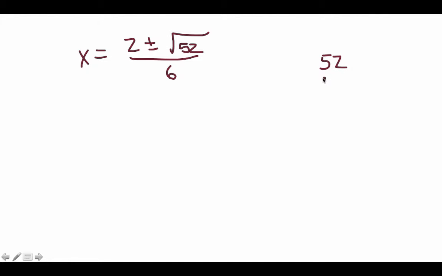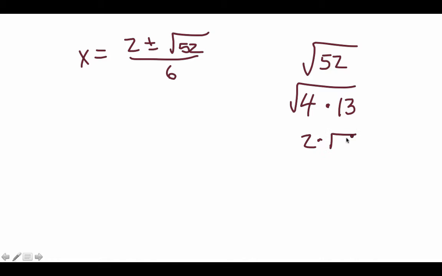So x equals 2 plus or minus the square root of 52 all over 6. So we take the square root of 52 and we think about 52. Does 4 go into 52? 4 goes into 52 13 times. Why is 4 a good number to check? Because 4 is a square. So the square root of 52 is actually the square root of 4 times 13, which is 2 times the square root of 13. So x is equal to 2 plus or minus 2 root 13 all over 6.